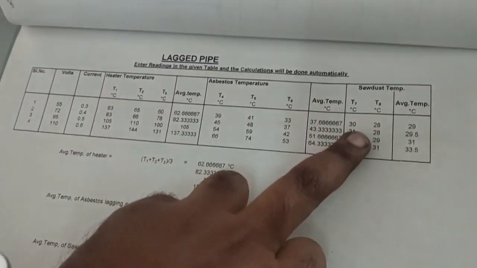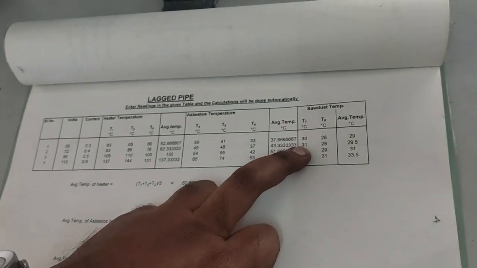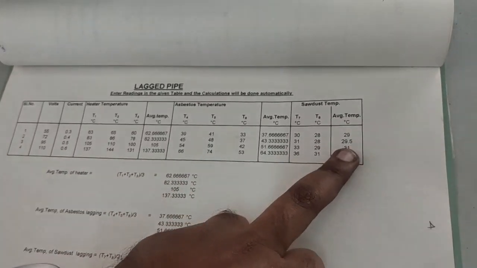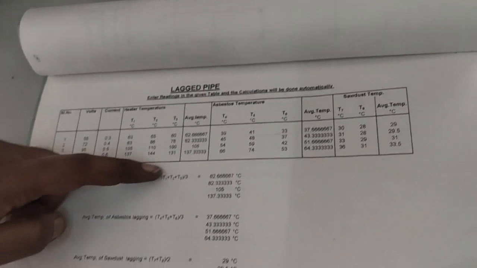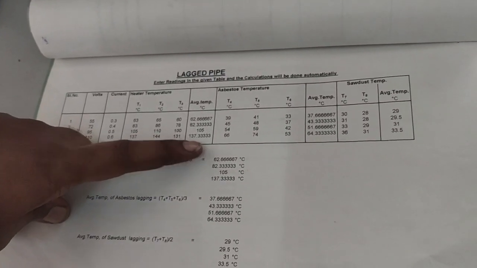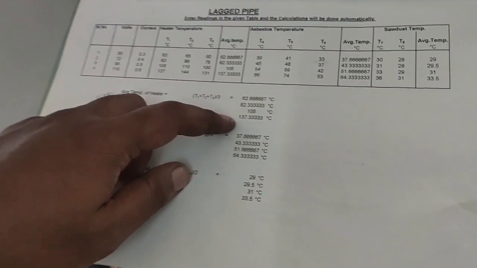Next, the sawdust temperatures are T7 and T8, which can be noted from the thermocouple values. You have to measure the average temperature here. The average temperature of the heater is T1 plus T2 plus T3 divided by 3. So you will get one value. Here we have four values.